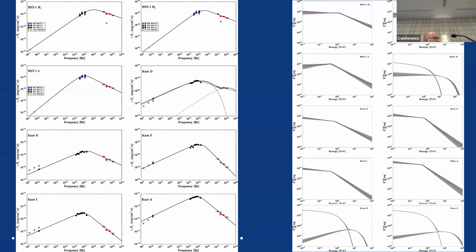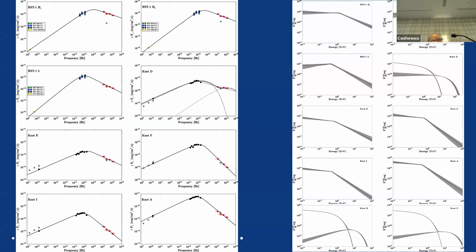This is what you can do with Chandra spectra and imaging. What you're looking at are, on the left, the spectral energy distributions of each of the knots, and then on the right are synchrotron models of the jet. And this gives you the particle energy distributions in each of the knots. And you can see that they are tremendously varied.